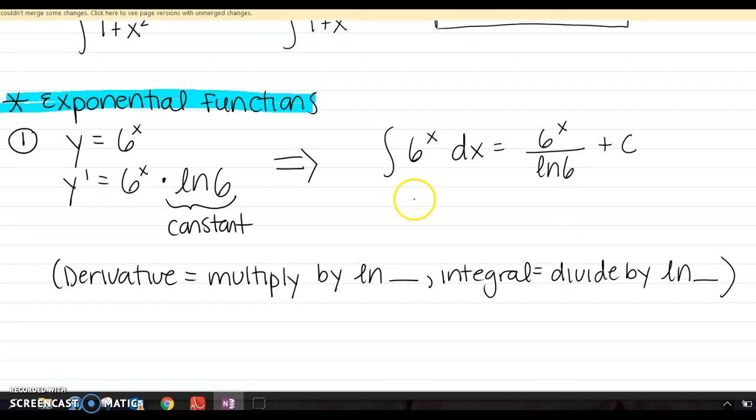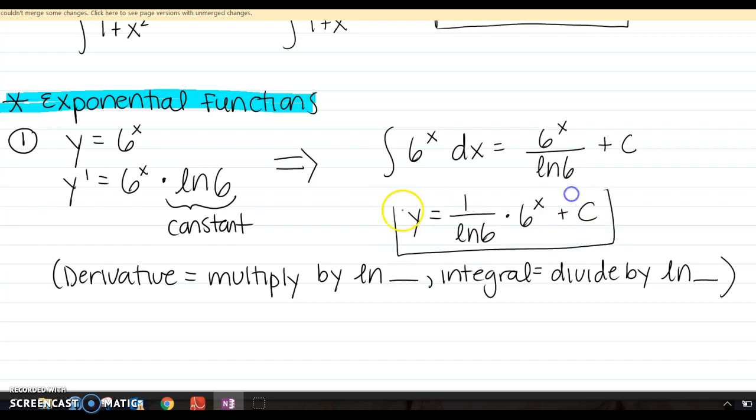You can leave it like that if you want. Otherwise, you can write it as 1 over natural log of 6 times 6 to the x plus c. Either version is fine.